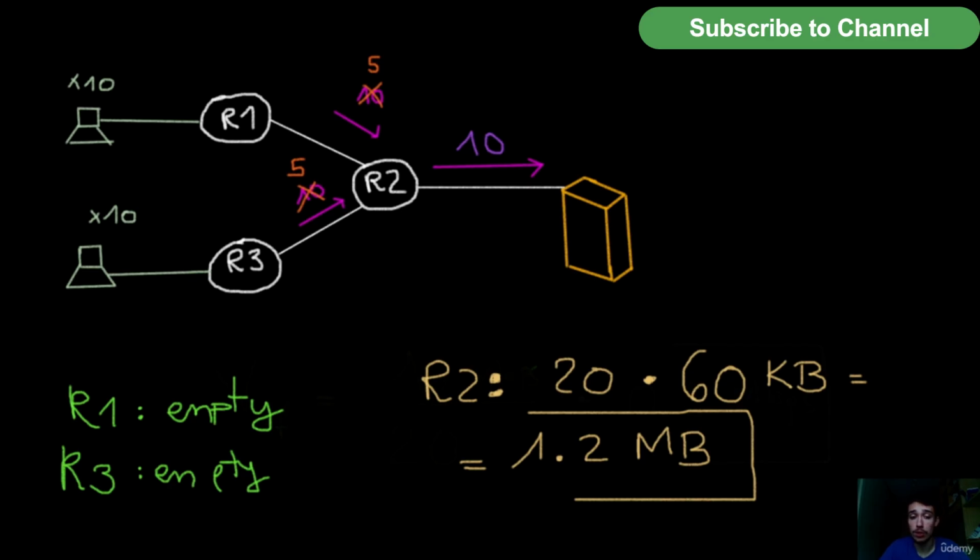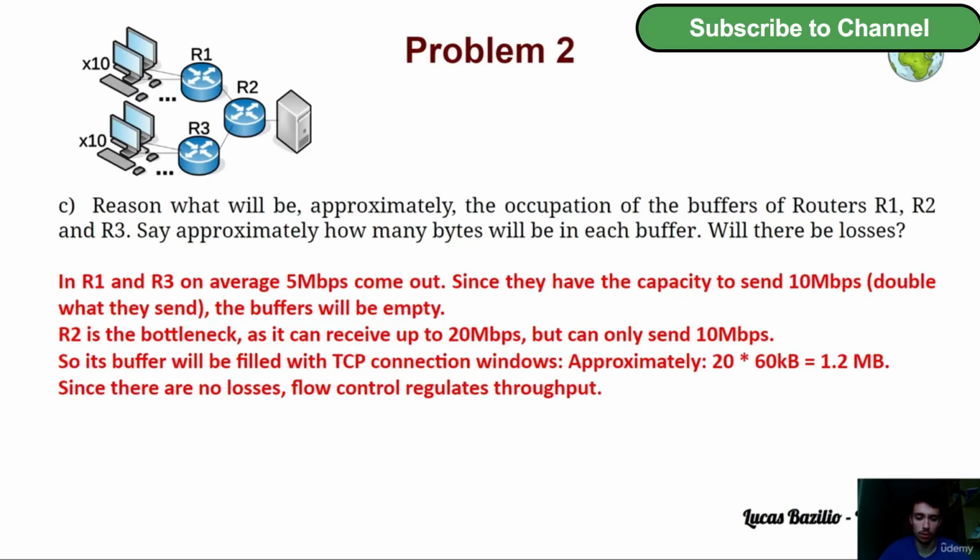Now, finally, on the question if there will be losses, of course, there will be no losses. Remember on the assumption 6, the acknowledgements transmitted by the server are never lost and reach the PCs immediately. So therefore, if there are no losses, the flow control is going to be the one that will regulate the throughput. Right, so here we can see the solution to this question.